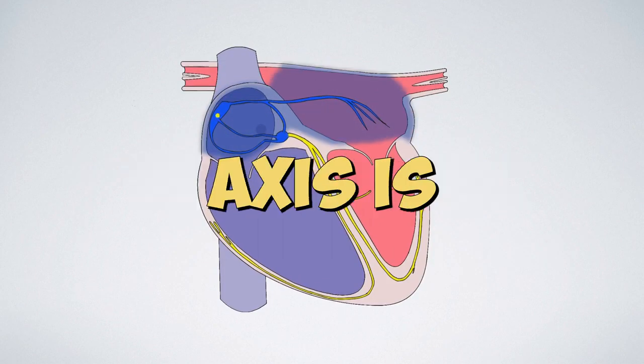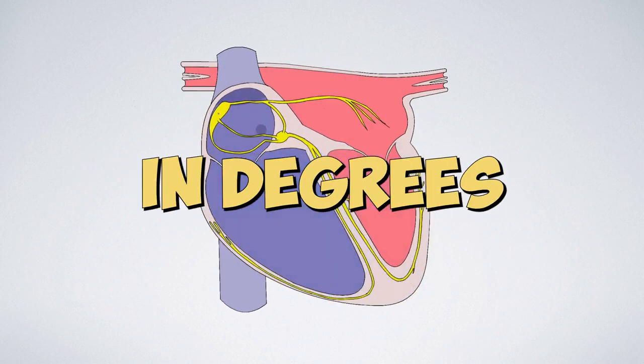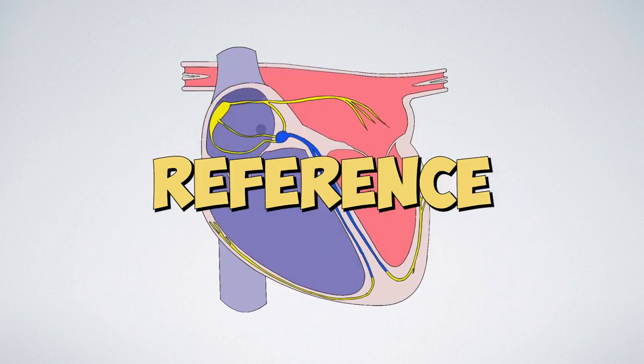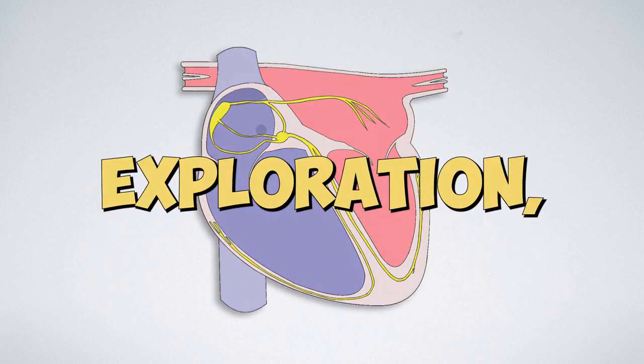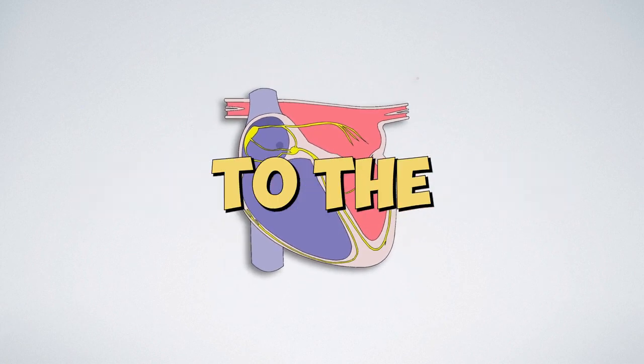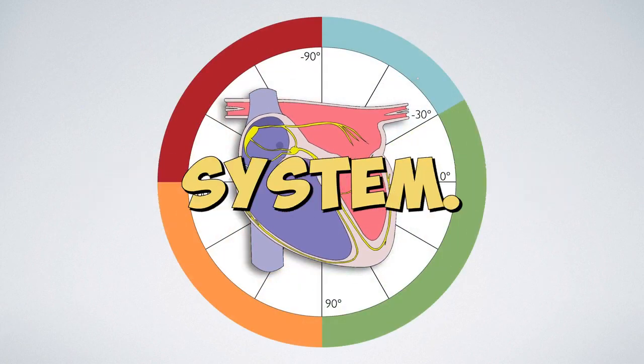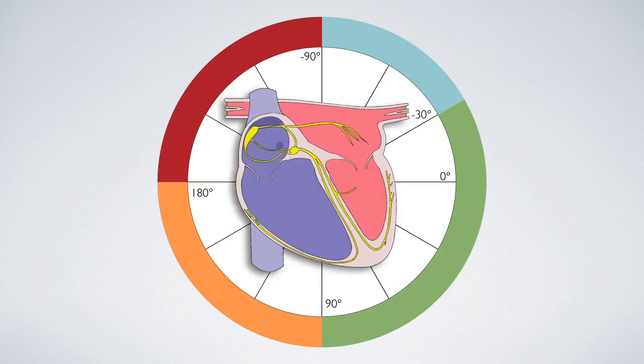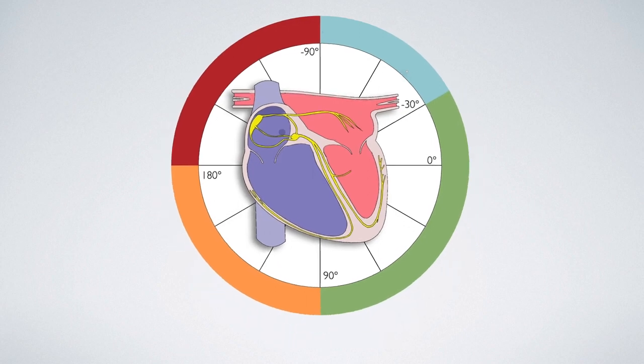The cardiac axis is measured in degrees, so we need to add some reference points to our exploration. Let me introduce you to the hexaxial reference system. This amazing system gives us 360 degrees of reference points. This is all done in 30-degree segments, and these segments correspond to our limb leads in the vertical plane.